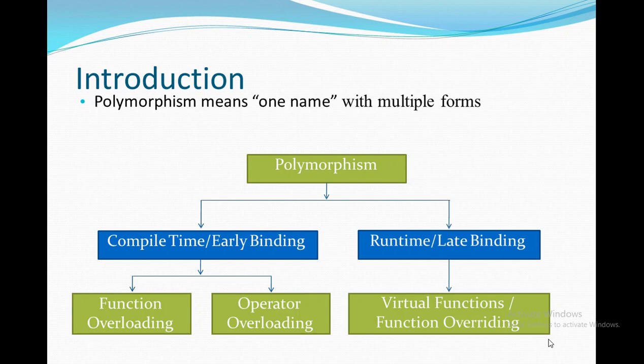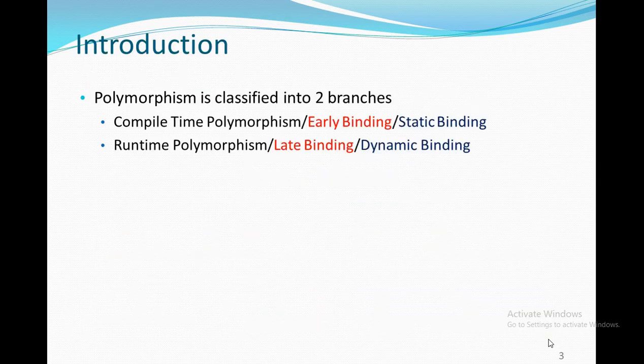Compile time polymorphism is also called early binding, and runtime polymorphism is also called late binding. Compile time polymorphism includes function overloading and operator overloading, and runtime polymorphism includes virtual functions and function overriding. Polymorphism is classified into two branches: compile time and runtime polymorphism.